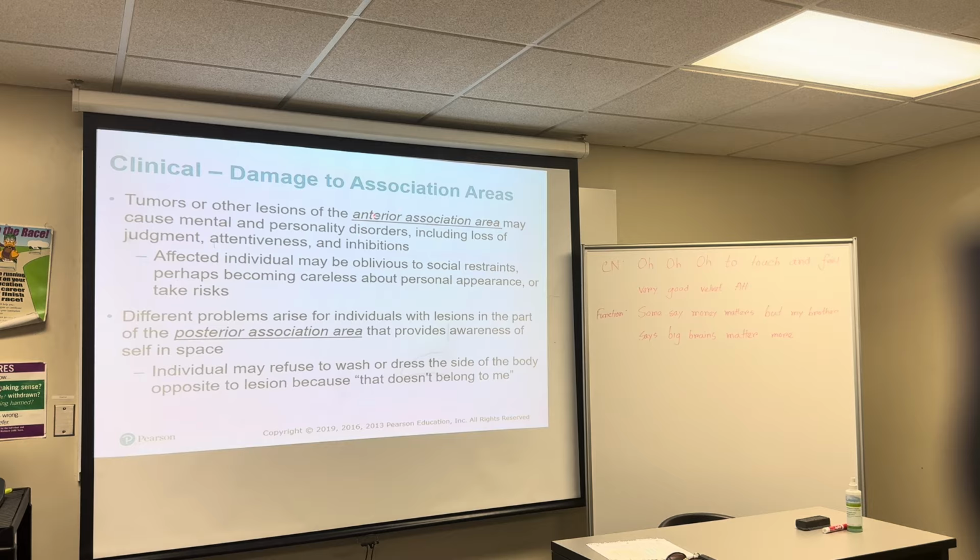So if you have damage to the association areas, what will happen? Tumors or other lesions of the anterior association area may cause mental and personality disorders, including loss of judgment, attentiveness, and inhibitions. The affected individual may be oblivious to social restraints, perhaps becoming careless about personal appearance or taking risks. Different problems arise for individuals with lesions in the part of the posterior association area that provides awareness of self in space. They may refuse to wash or dress the side of the body opposite to the lesion because it does not belong to them. Just imagine.